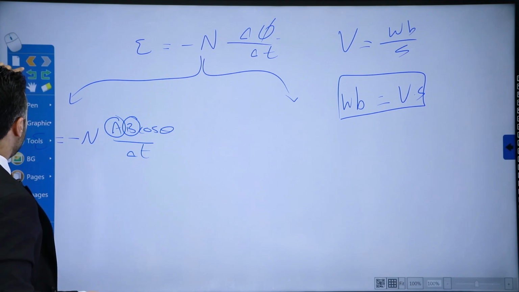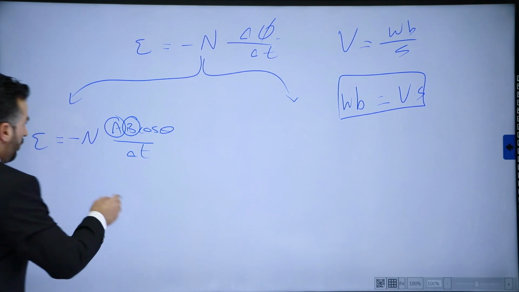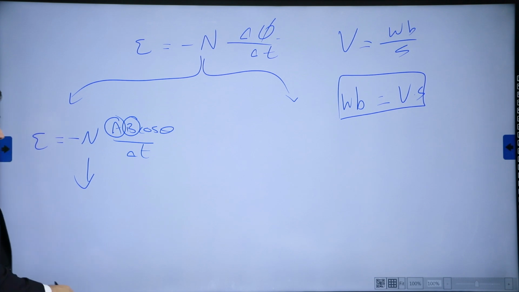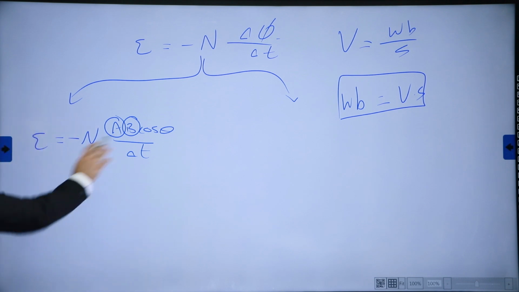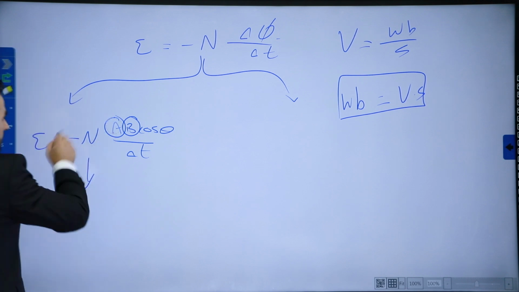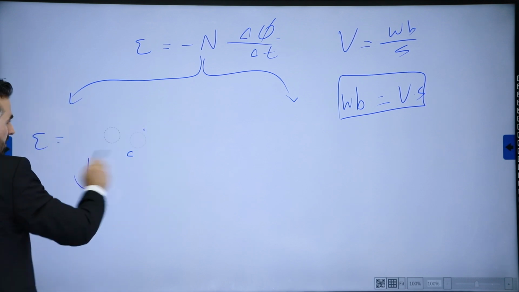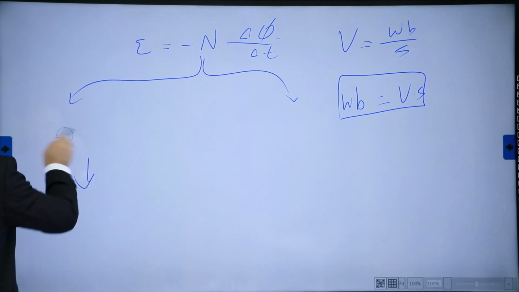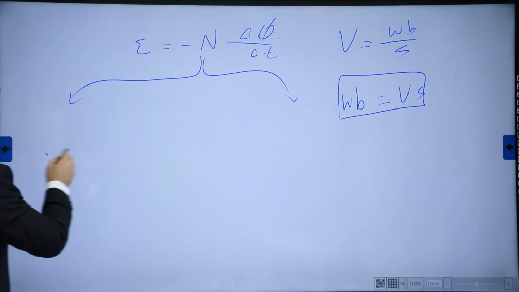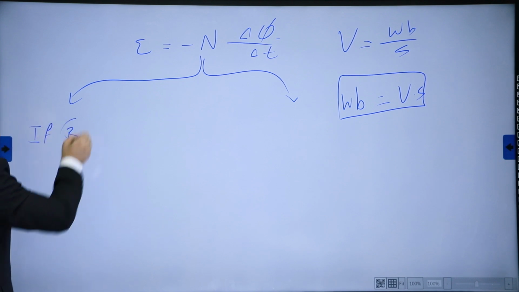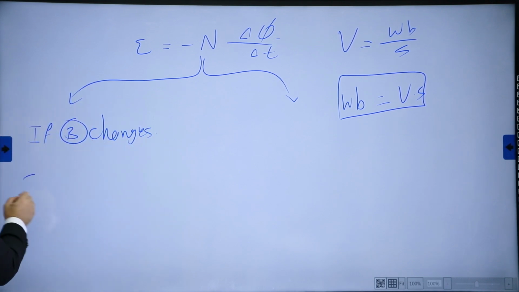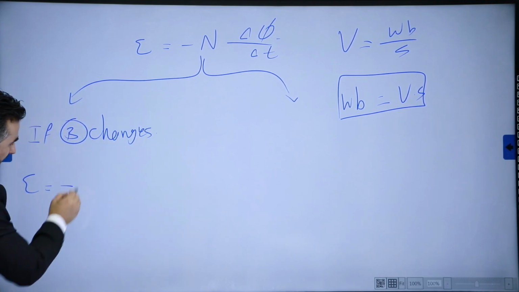So to focus on this equation more, sometimes the area is going to change, sometimes the magnetic field is going to change. So we are going to rewrite this. If the magnetic field is changing, or the strength of the magnetic field, if B changes, we can rewrite the equation like this: electromotive force equals negative N.